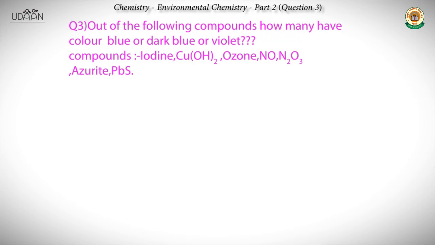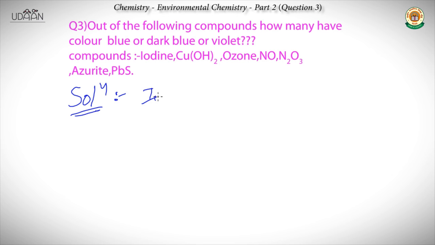Now we move on to question number 3. Okay, it seems like a very interesting question. The question reads, out of the following compounds, how many have color blue or dark blue or violet? So these are the compounds in the options. First is iodine, then we have copper hydroxide, Cu(OH)2, then we have ozone, then we have NO, then we have N2O3, then we have azurite, and then we have PbS. So which of the following are blue or dark blue or violet? Let's find out. So now let's get to the solution of this problem.